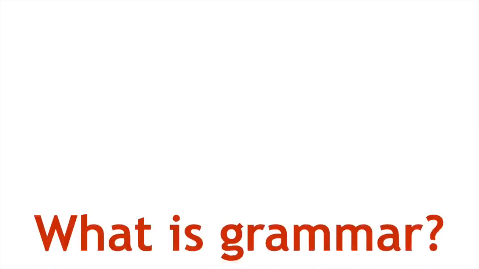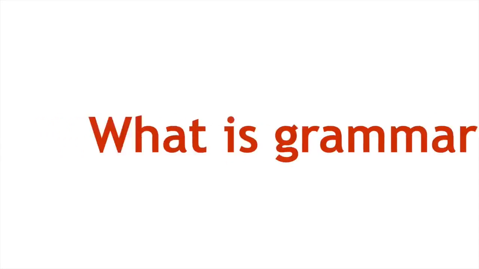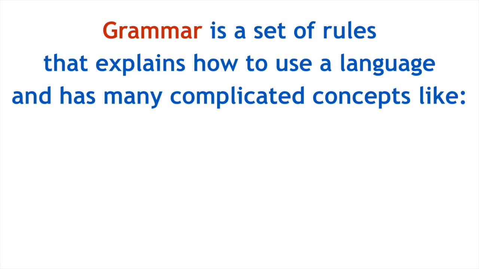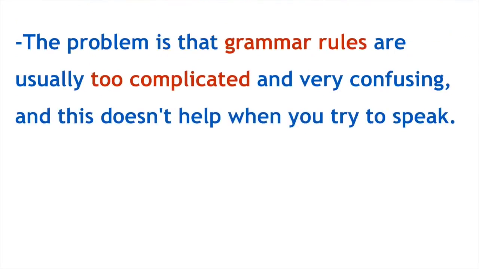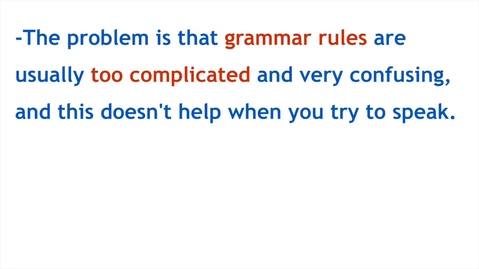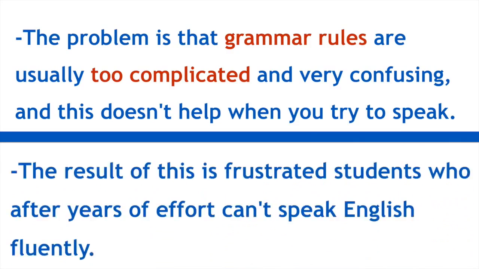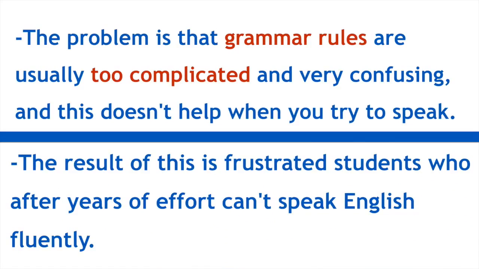But first, what is grammar? In short, grammar is a set of rules that explains how to use a language. Grammar has many complicated concepts like prepositions, tenses, conditionals, third person, subjunctive, passive form, and rules which tell us how to use the language. The problem is that grammar rules are usually too complicated and very confusing. This doesn't help when you try to speak. The result of this is frustrated students who, after years of effort, can't speak English fluently.